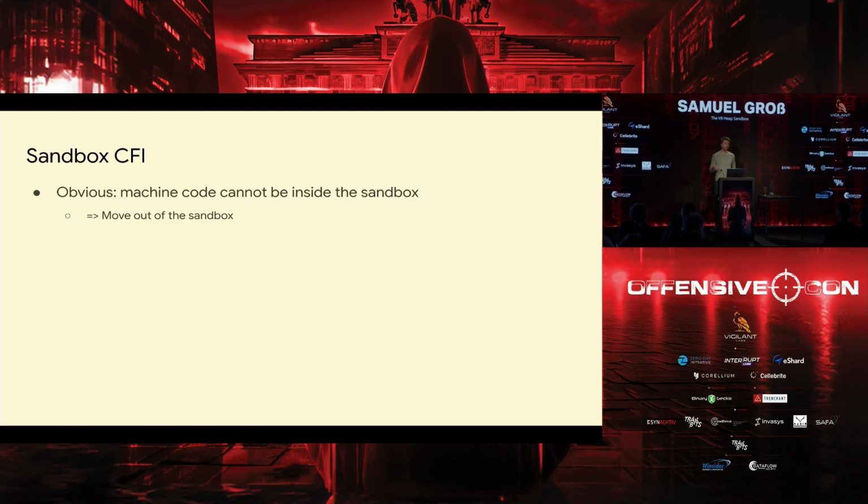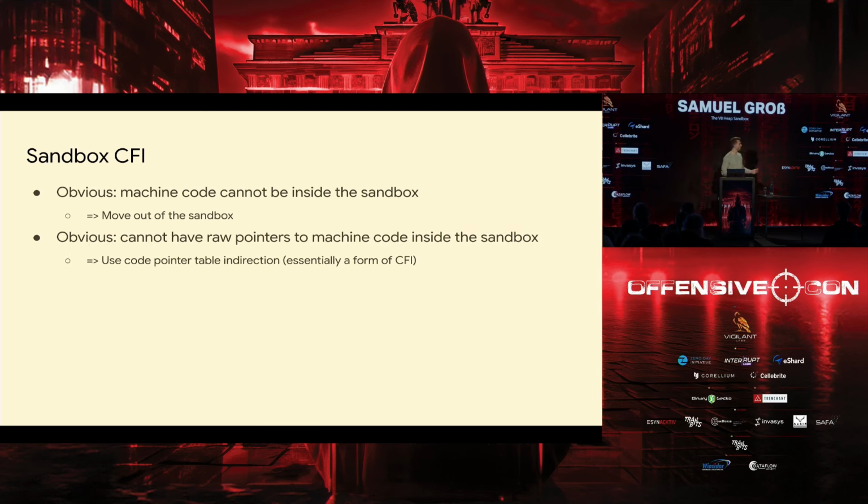Clearly what you cannot do is have machine code in the sandbox. Your JavaScript engine JIT compiles and generates machine code. If that machine code is in the sandbox, you're going to have a bad time, because an attacker can write to it. So machine code needs to go out of the sandbox, fair enough. Also kind of obvious, right? Once it's out of the sandbox, you cannot reference it through a raw pointer. We discussed raw pointers being bad, so again you need some pointer table indirection, and that already gives you a form of control flow integrity. So now you're sure that when you're calling into some piece of code, you actually land at a legitimate piece of code.